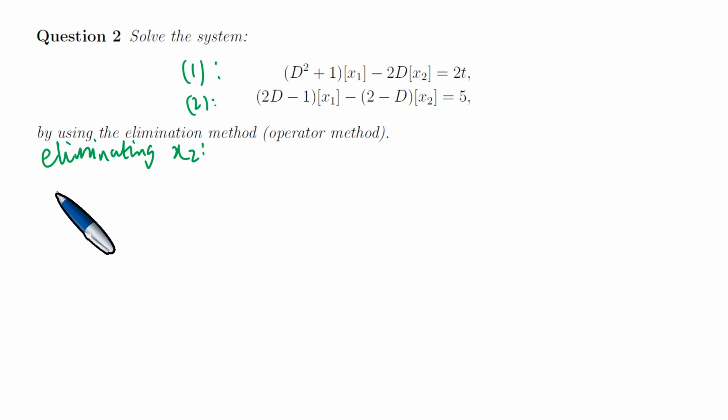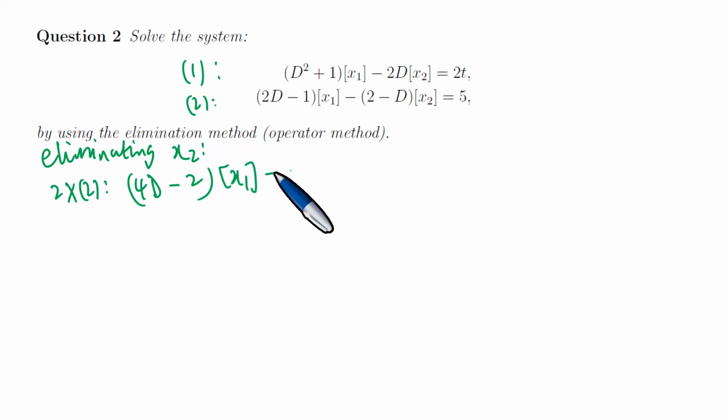Right, so we're going to say 2 times equation 2. Okay, you can write the first one first, doesn't matter. And then now, if we do that, it's going to be exactly 4d here minus 2 x1, 4 minus twice D. You multiply by 2, it becomes 10. Okay, this is what we are able to get at this point.